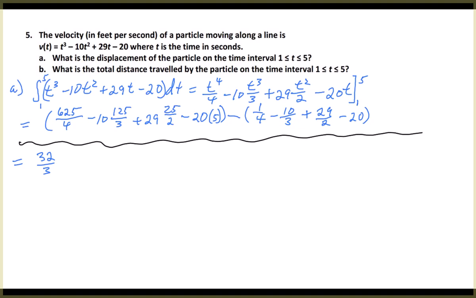Not bad. What does that mean? That means the net change from where we started at 1 to 5 is 32 thirds. What are we talking about here? It never gives us units, does it? Whatever units. So we're talking about feet, 32 thirds feet, so that'd be what, 10 and 2/3 feet? No, not for displacement. Because you're saying, how far is it away from where it originally started? It's 10 and 2/3 feet in the positive direction from where it started.